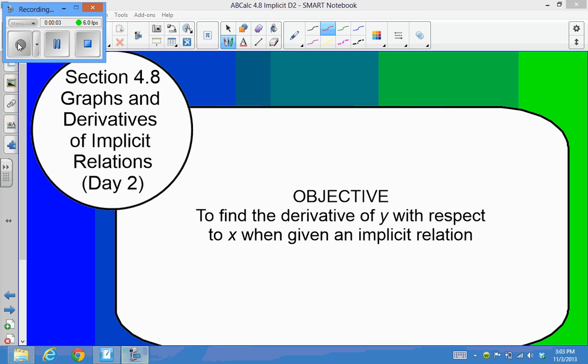This is section 4.8, graphs and derivatives of implicit relations. This is the second day we're working on this, so it's just kind of a recap and diving in just a little bit deeper, but not a lot to it. So stay with me. We want to be sure that we are able to find the derivative of y with respect to x, and even towards the end, maybe the derivative of y or x with respect to t when we're given an implicit relation.